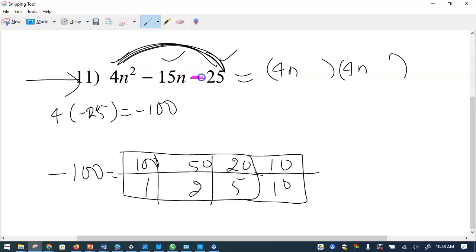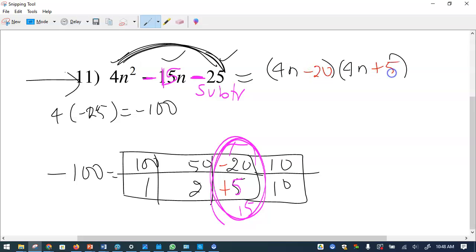Because there's a minus sign, you look for pairs that subtract. You can see this pair: you take away 5 from 20, you get 15, and that 15 is right here. But then you need to have a minus. So to get minus 15, the bigger one has to be minus and the smaller one plus, so minus 20 and plus 5.